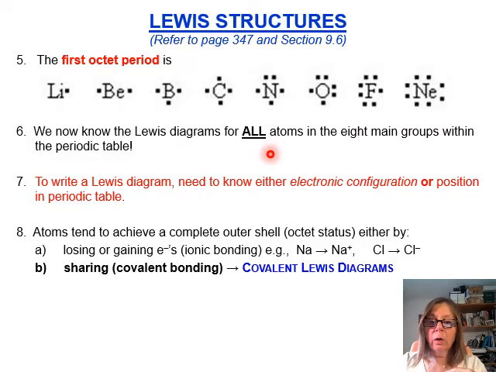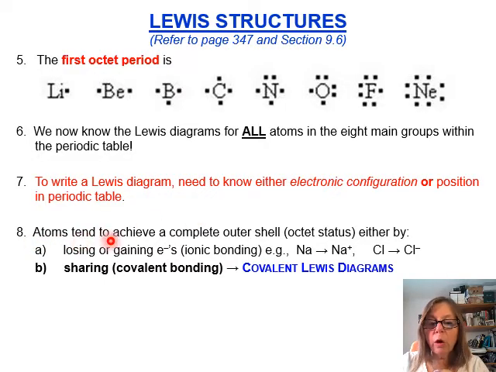Remember that an element that is below another one in the same column has the same valence electrons. So sulfur is below oxygen. It has the same number of valence electrons as oxygen, 6. To write a Lewis diagram, we need to know the electronic configuration of the atom or its position in the periodic table.